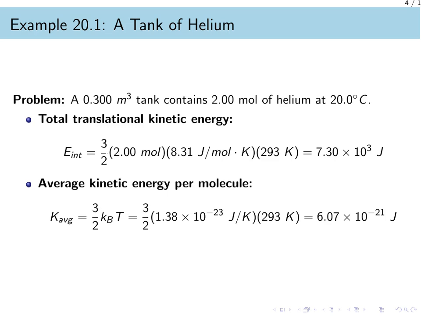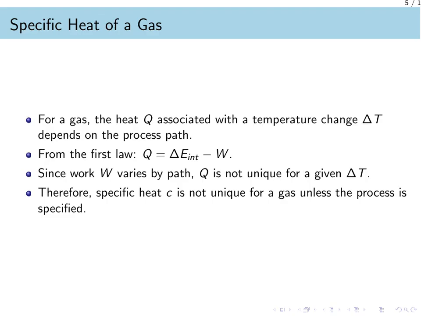We can also find the average kinetic energy per molecule using Boltzmann's constant. This value is 3/2 times 1.38 times 10 to the power of negative 23 joules per Kelvin times 293 Kelvin, which equals 6.07 times 10 to the power of negative 21 joules. Now we turn to the concept of specific heat in gases. When a gas undergoes a temperature change, the amount of heat energy Q required depends on the specific path the process takes on a pressure-volume diagram.